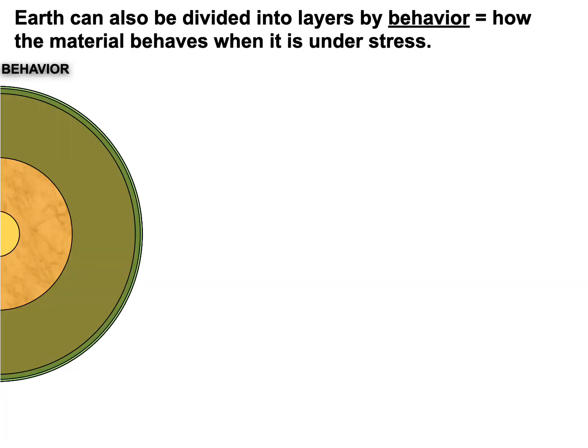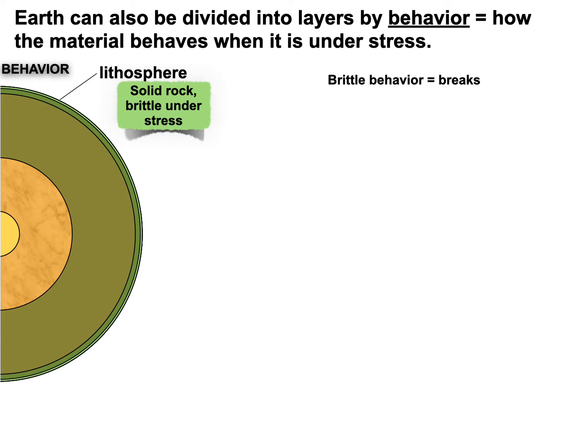The Earth can also be divided into layers by behavior. What we mean by this is that the different behavior layers respond differently when exposed to stress or pressure. Let's start from the surface where we live again. The uppermost behavioral layer of Earth is the lithosphere, characterized as solid rock that's brittle when it breaks. Brittle means that the material or substance breaks or snaps when it's exposed to stress.